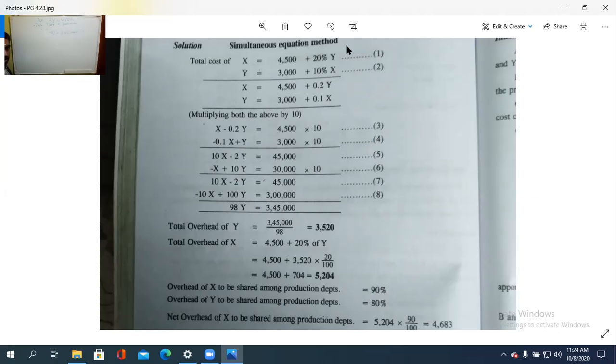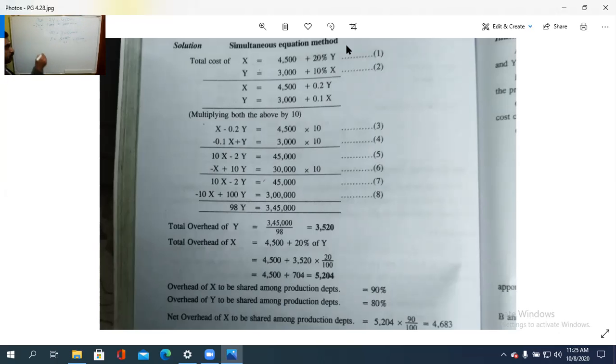So 98y is equal to 3,45,000. Therefore y is equal to 3,45,000 divided by 98. That is how much? It is 3520. That is the total overheads of y. Based on this, if we get y, we will easily get what? X.